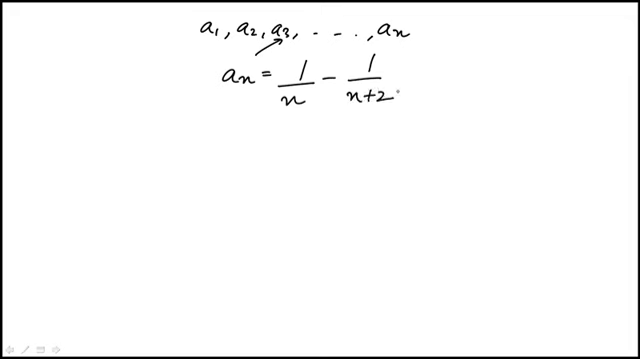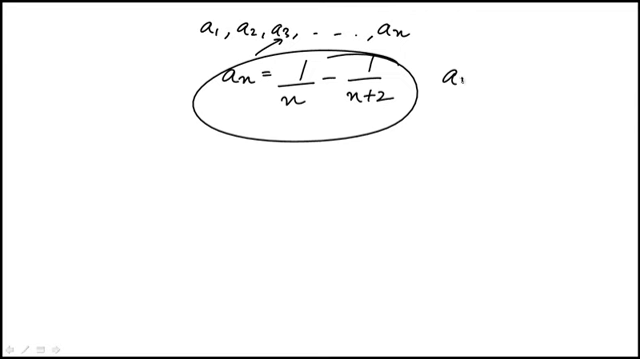So we're given a sequence of numbers A1, A2, A3, ..., An, and the subscript here just refers to the position of the sequence. And we're given that A sub n is 1 over n minus 1 over n plus 2. So we can use this to compute the nth term. For example, A5 would be 1/5 minus 1 over 5 plus 2, or simply 1/5 minus 1/7. And the question is asking for the sum of the first 20 terms.